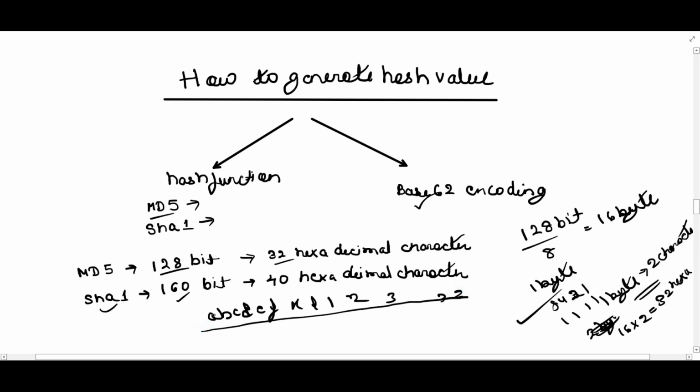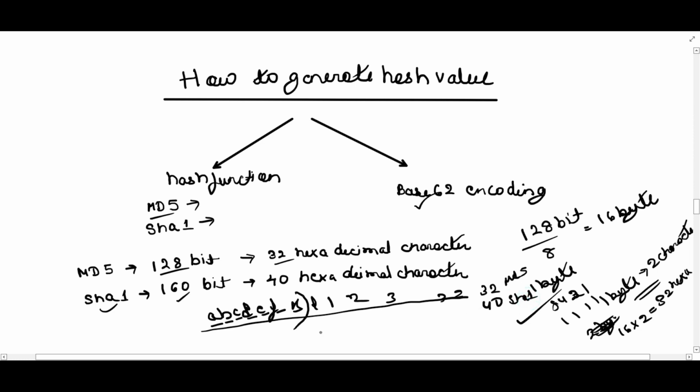But how many characters do we need? We need only 7 characters: 1, 2, 3, 4, 5, 6, 7. So we need only this much, but the length is either 32 or 40 if you go with the MD5 algorithm or SHA-1.